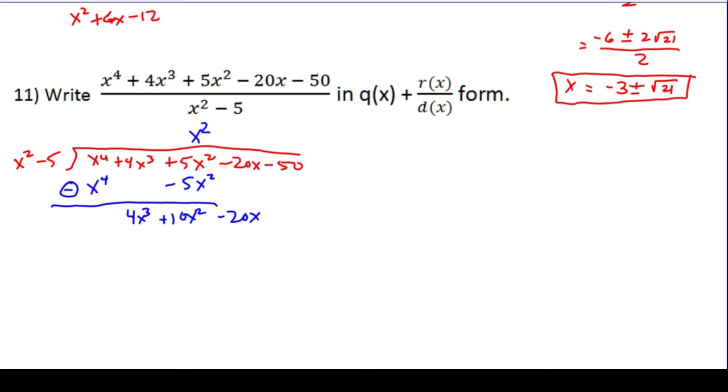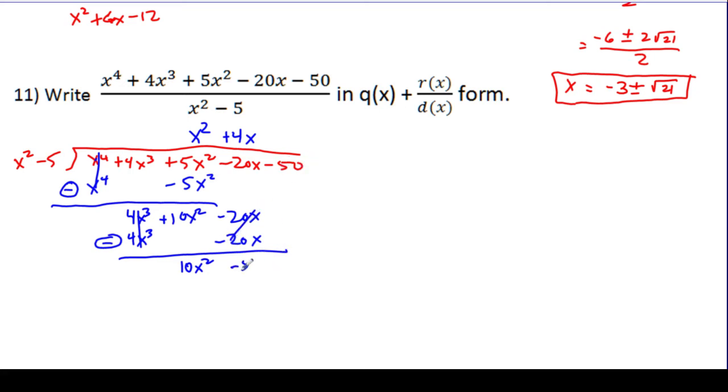Now we have to repeat this process until we run out of things to bring down, and then we have a remainder. In this case, I have an x squared, and I need to complete a 4x cubed. In order to do that, I'm going to use a 4 and one more x. So now let's do our multiplication. I get the 4x cubed. And then 4 times negative 5 is negative 20x. Now let's do our subtraction here. Remember, this is a subtraction, so I'll get a cancel, just like we got with the x to the 4th. Bring down my 10x squared. And then negative 20 minus negative 20 is actually going to turn into 0, so this one cancels, and I'm going to bring down my negative 50.